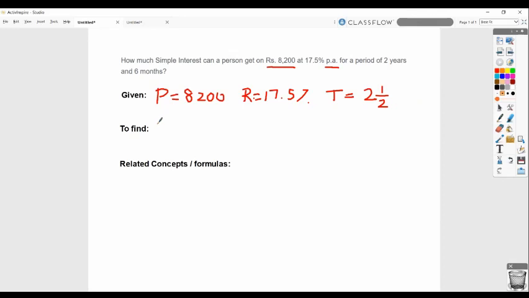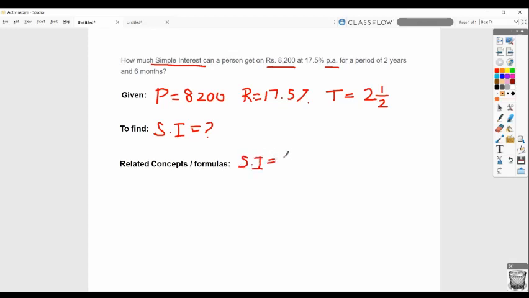Next, what is it that we have to find? They're asking how much is the simple interest. So we are supposed to find the simple interest. Once we know these two steps, we can know that this is a problem from the simple interest chapter, so what are the related topics, related concepts, related formulas we have?